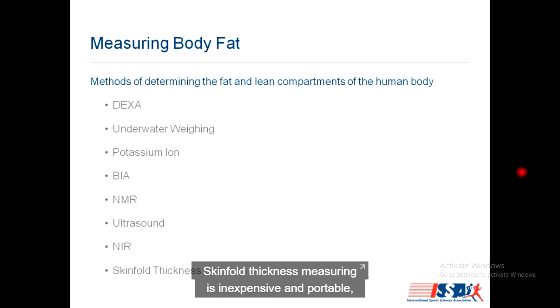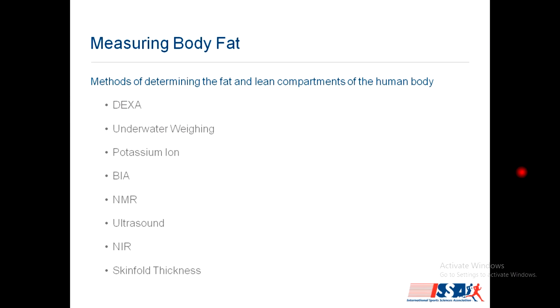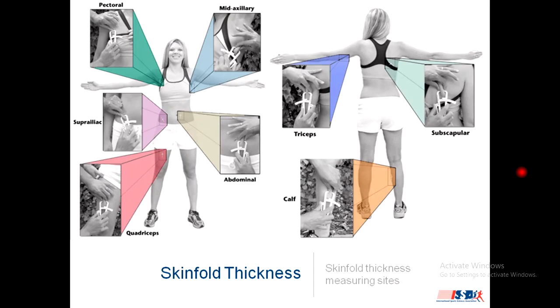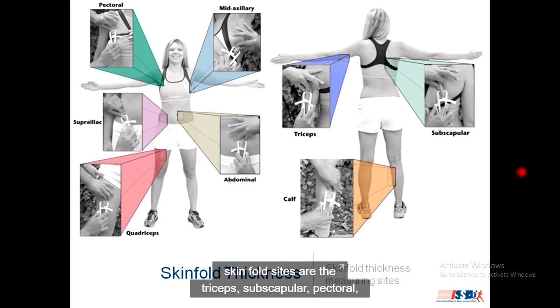Skin fold thickness measuring is inexpensive and portable, making this a valuable tool for the personal trainer. The 8 most frequently measured skin fold sites are the triceps, subscapular, pectoral, mid-axillary, abdominal, suprailiac, quadriceps, and calf. Skin fold scores are entered into mathematical equations designed to predict body density and percent body fat.